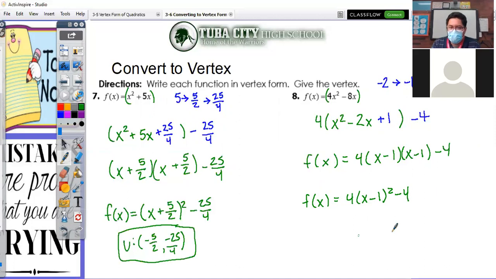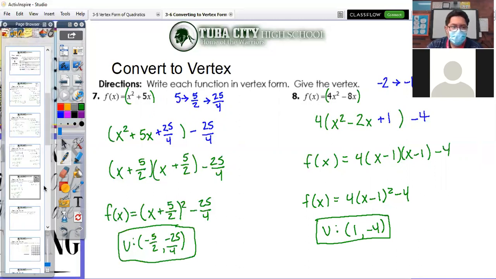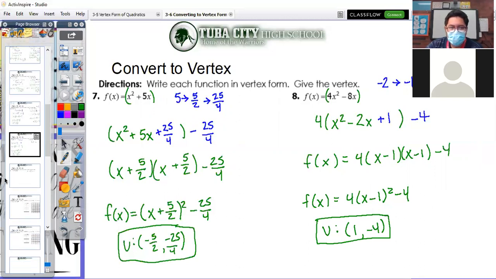Which now we have our vertex and our vertex form. So take our numbers and they will appear just as seen. So it's going to be 1 and negative 4. So that's our vertex. All right, making some pretty good progress there.